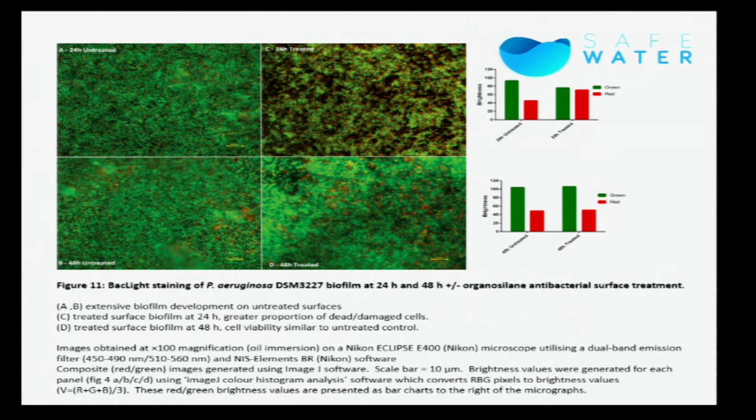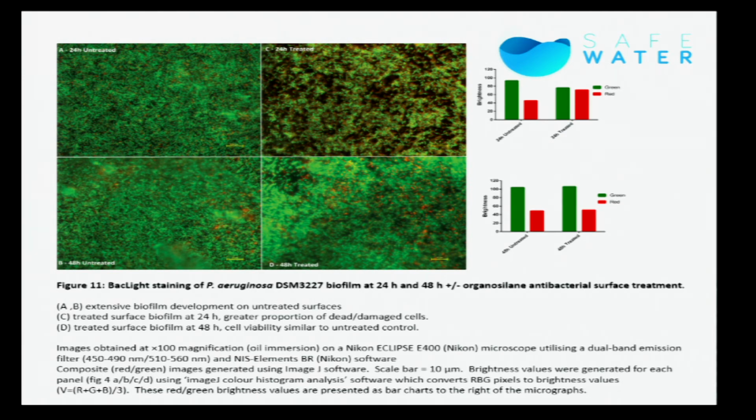So we used the ImageJ software. My PhD student, not me. I just write the checks. So he extracted the green and the red pixels, and we can see that yes, in the untreated version, we have a lot of live cells, some dead cells, and at 24 hours on the treated surface with this organosilane, we have roughly equal numbers of live and dead cells. So the organosilane treatment is making some sort of difference. Unfortunately, at 48 hours, it seems to have lost its effect.